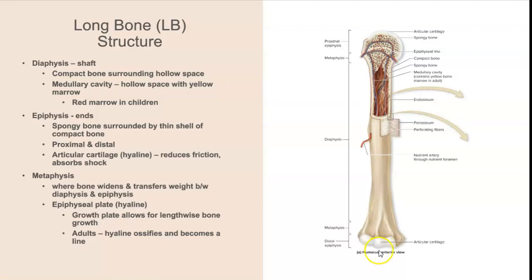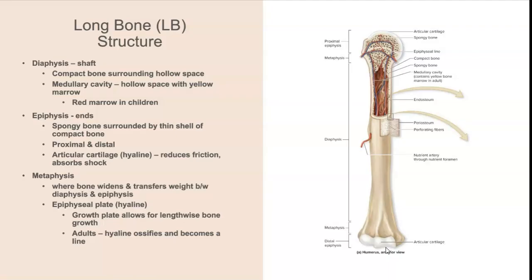Now, each of these epiphyses are lined with articular cartilage. Remember, anything that says articular, articulate, that simply means joint, to come together. Okay, so a joint is where a bone meets another bone. So that articular cartilage is made of hyaline cartilage. Remember, that's the one that looks like frosted glass. So it helps to absorb shock and reduce friction as those bones are moving.